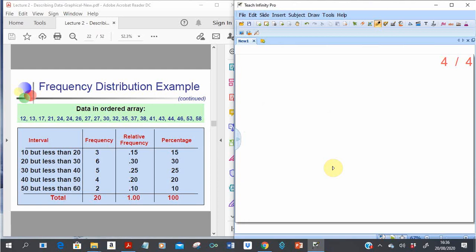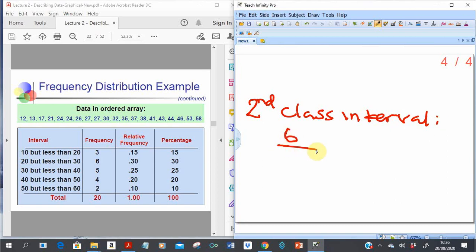For the second class interval, we have the frequency is 6 divided by the total frequency, which is 20. And what does it give us? 6 divided by 20, 0.3. Okay, so this is how you get all the relative frequencies.